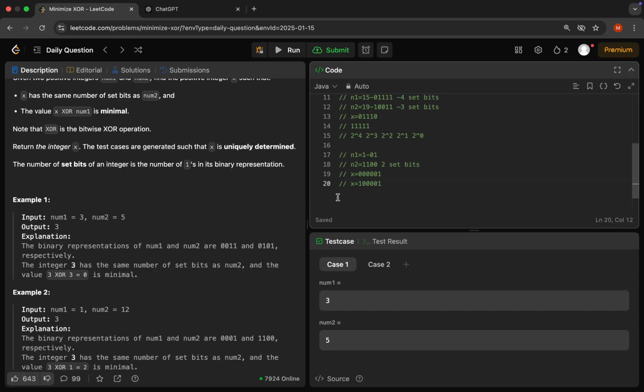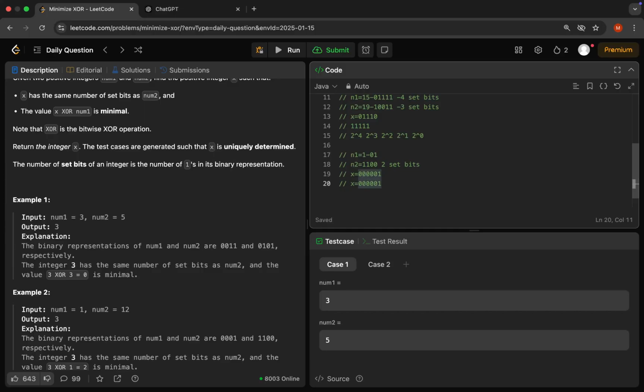But the second condition says that x XOR num1 is minimal, so I have to put 1 optimally so that the XOR operation will give the minimal value. If I put it randomly, there is a possibility it can give the minimal value, but I have to put it optimally. If I put 1 here, it will not give the minimal value, but if I put 1 here, it will give a better, optimal value which is minimal, but it is also not this.